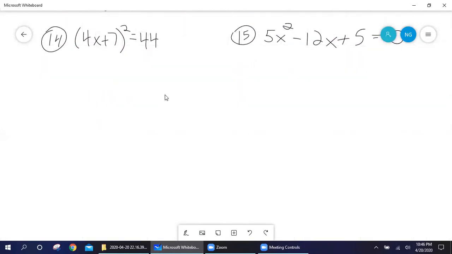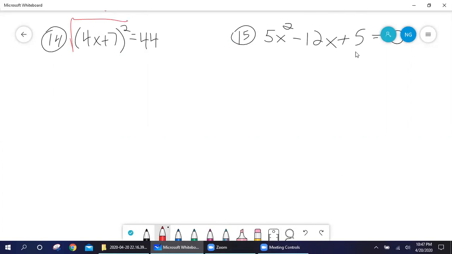On number 14, we're going to use the square root property. So it's already been factored as a perfect square. So I'm going to take the square root of both sides. Now remember, that gives me a plus or minus over here. And the square root of 44, if you do a factor tree with that, like maybe do 2 and 22, 2 and 11, you can simplify it to 2 root 11.